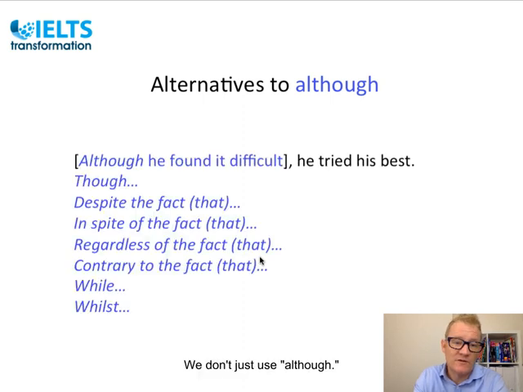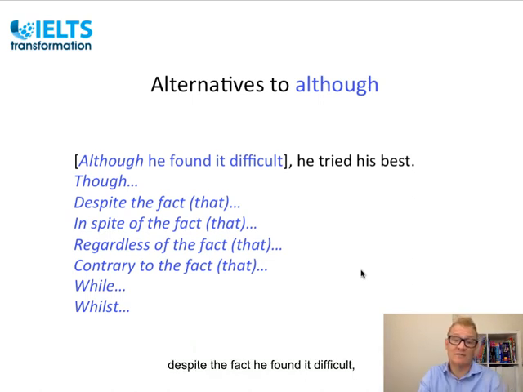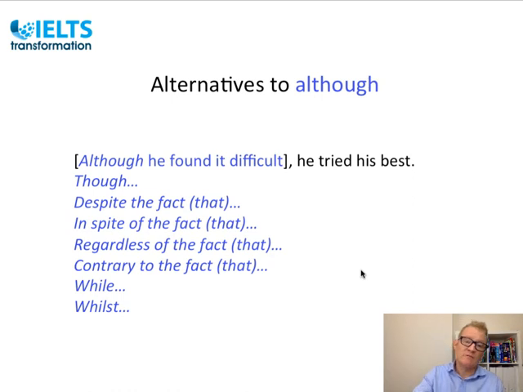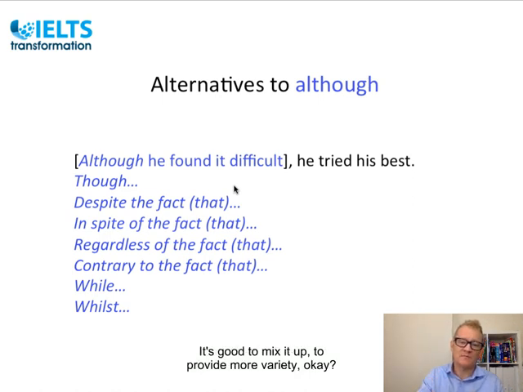So we don't just use although, we can use these others. Although he found it difficult, he tried his best. Though he found it difficult, despite the fact he found it difficult, in spite of the fact he found it difficult, regardless of the fact he found it difficult, contrary to the fact he found it difficult, while he found it difficult, whilst he found it difficult. All of these have the same meaning. And remember, we want this variety, so we don't want to only use although. It's good to mix it up to provide more variety. Okay?